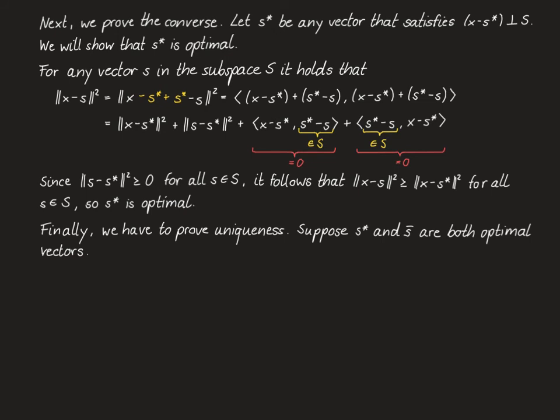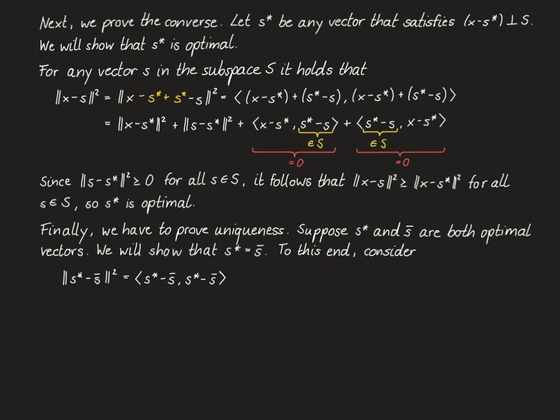Finally, for part B, it remains to be shown that the optimal vector is unique. So suppose S star and S bar are 2 optimal vectors. To prove uniqueness, we will show that S star has to be equal to S bar. To this end, consider the squared norm of S star minus S bar, which we can also write as the inner product of S star minus S bar with itself.